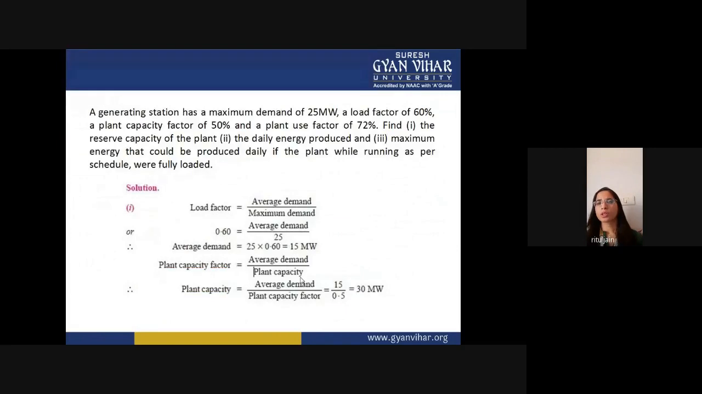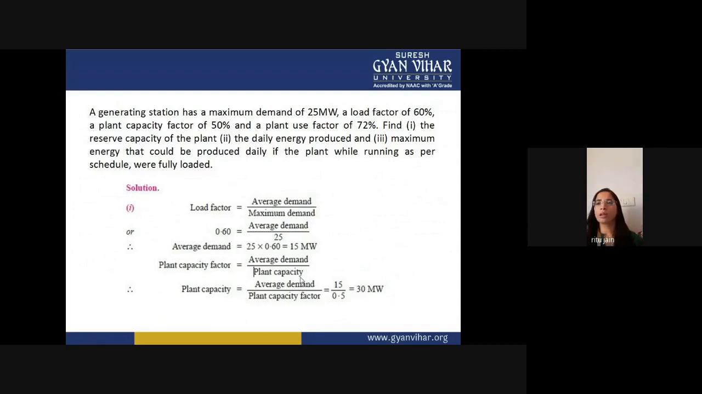Let's come to the next question: a generating station has a maximum demand of 25 megawatt and a load factor of 60%. So the maximum demand of the generating station is given, which is your 25 megawatt, and the load factor is given as 60%, with a plant capacity factor of 50%. The plant capacity factor is given, the load factor is given, and a plant use factor is given, which is 72%. Now you have to find out the reserve capacity of the plant.